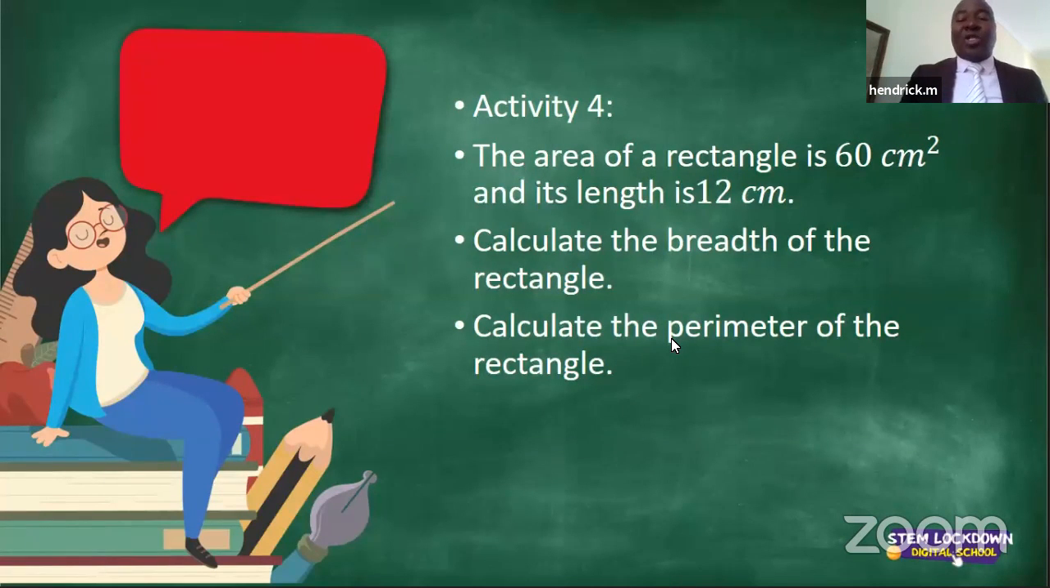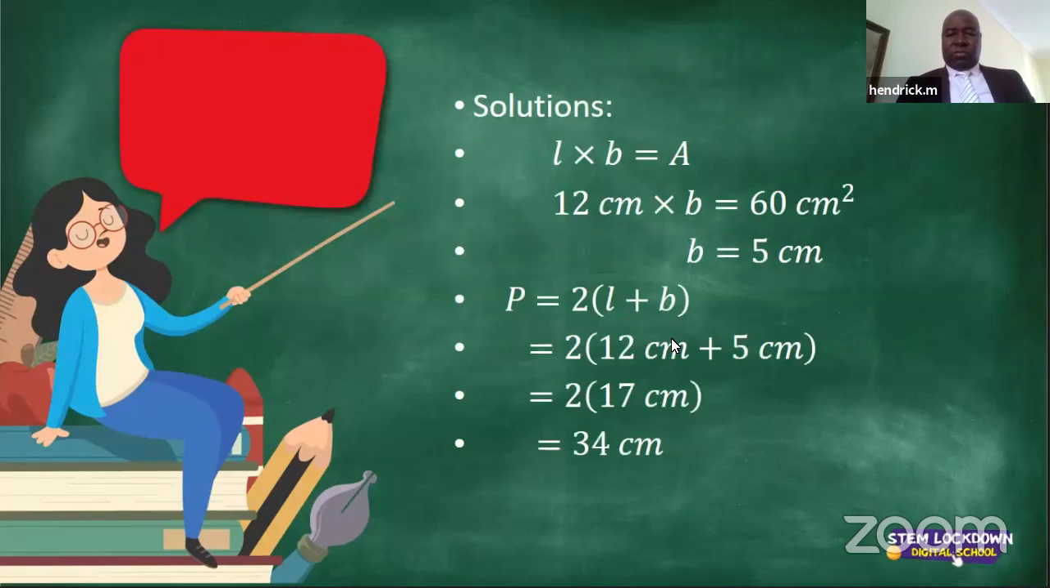And of course, 10 plus 24 is 34. So let's see whether the answers are correct. Yes, the answers are correct. You can see that in the first category there, we used L multiplied by B to get the area. And since the length was given as 12, then you substitute 12 times B. This is equal to 60.